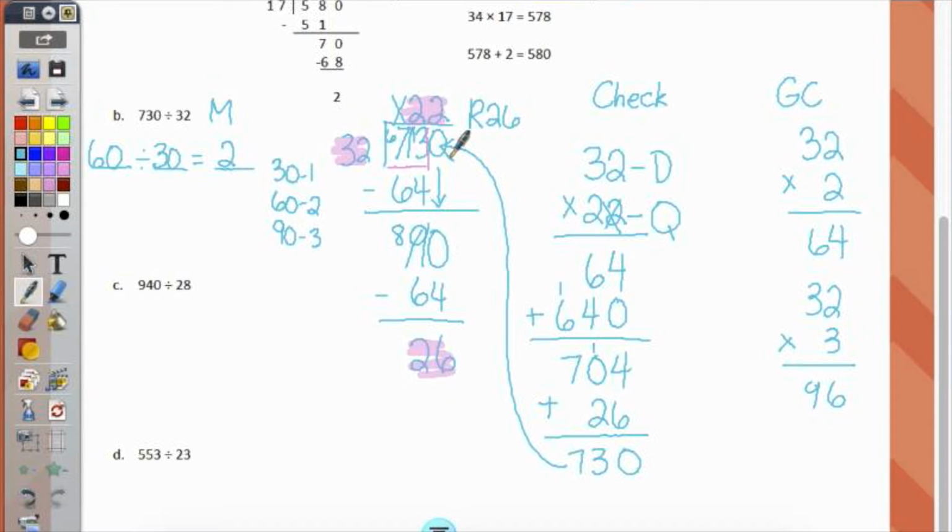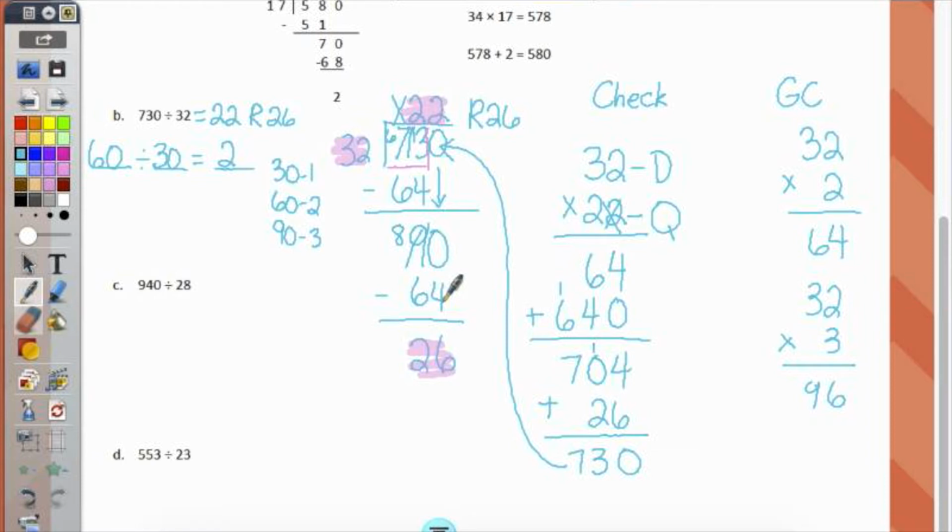Okay, and my answer is, what is my answer? 22, remainder 26. Now, do you remember that I said this is not 64 ones, it's 64 tens, which would be 640, which matches this partial product. And this is 64 ones, which matches this partial product. So it's really cool how our partial products match up, isn't it?